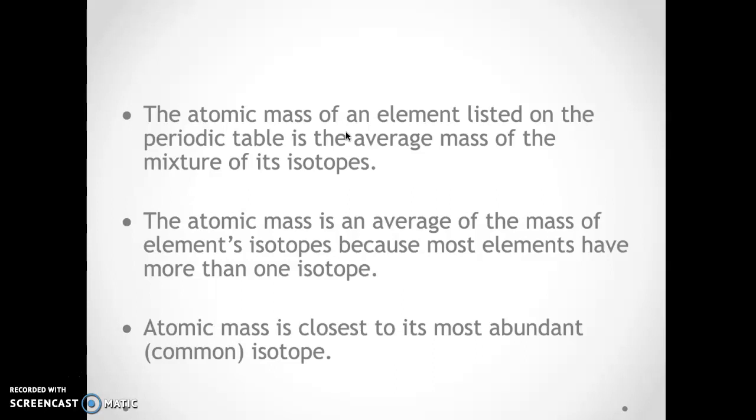And then the atomic mass is an average mass of the element's isotopes because most elements have more than one isotope. But let's now look at the third bullet point. There's a test question that you'll see that is pretty much related to this. It's going to ask you, okay, take phosphorus, for instance. There's an isotope phosphorus 37, there's phosphorus 29, and then there's phosphorus 31. Which of those is most abundant? And so basically you find which one of those is closest to the average atomic mass.